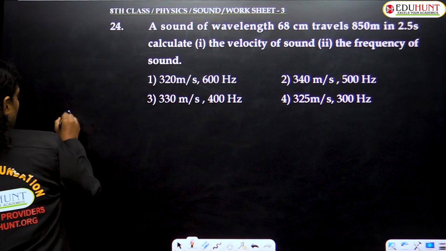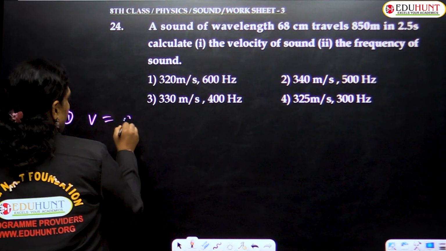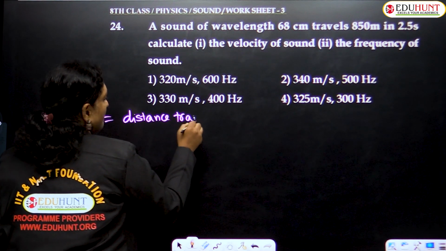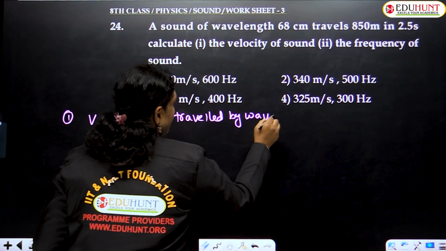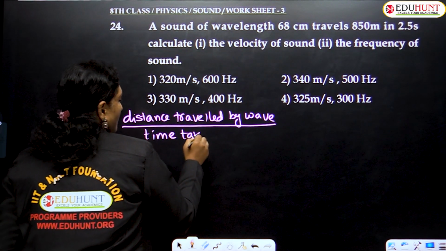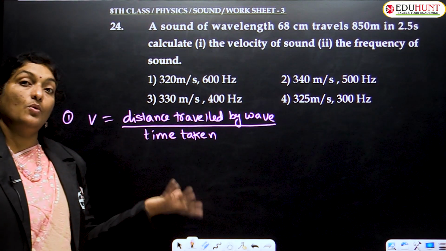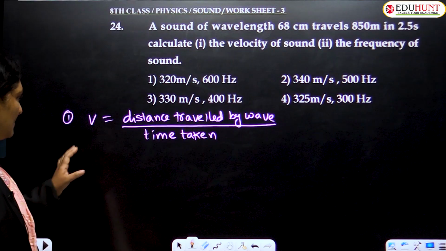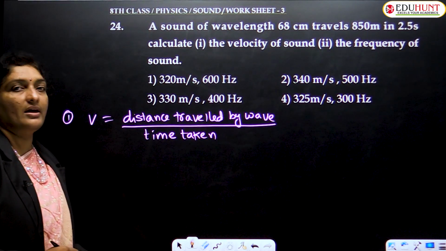So children, first of all, let us recall the definition of velocity. The wave velocity is defined as the distance traveled by the wave to the time taken. This is the definition we have given you. Formula wise I told you lambda by T, where we have supposed the wavelength as lambda in a time period T. But the general definition for wave velocity is distance traveled by the wave to the time taken.